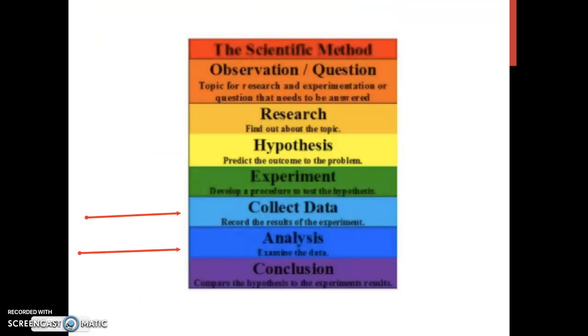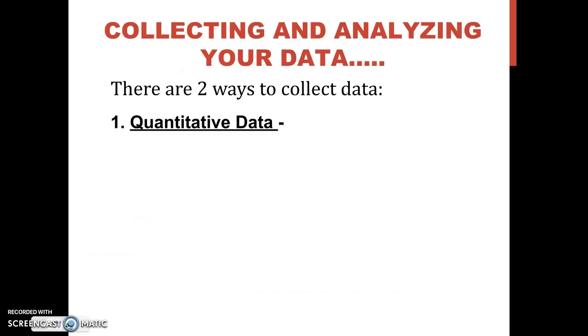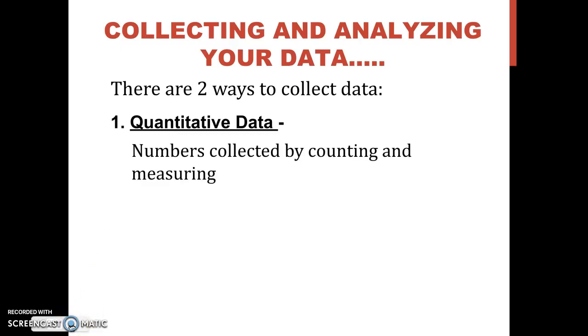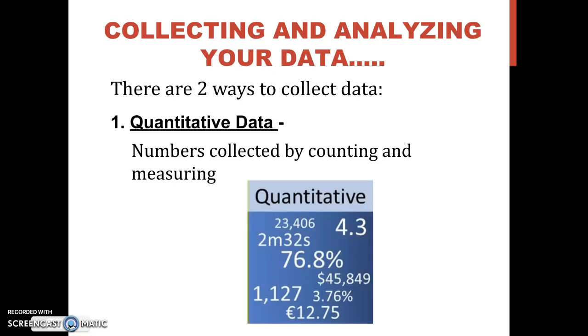And so at this point in time, what we're going to do is discuss how to collect data and all of the different ways in which we can analyze or examine our data. And so one thing we want to discuss is the fact that there's two ways to collect data, quantitatively and qualitatively. Quantitative data, as the name describes, or the beginning part of it, has quantity in it. When you think of quantity, I want you to think of numbers. And so numbers are collected by either counting or measuring something.